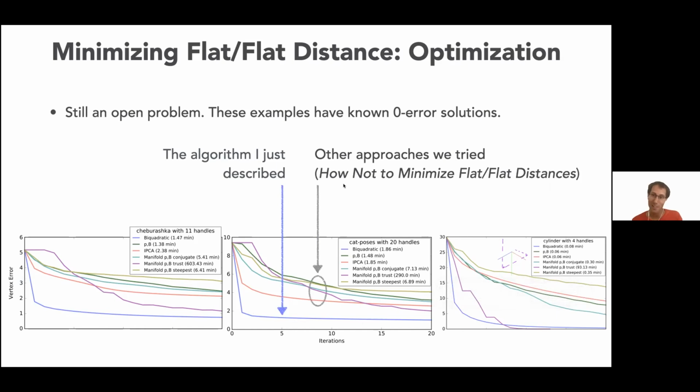The other approaches that we tried, from how not to minimize flat distances, are all of these other curves. There's one in particular here for the cylinder with four handles, which is again the simplest one we can do in 3D. A Hessian-based trust region approach actually does achieve the ground truth solution in around 10 iterations. It gets superlinear convergence. But it takes hours just to do 10 or 20 iterations, whereas ours does it in a few seconds. So it's not satisfying for that reason.